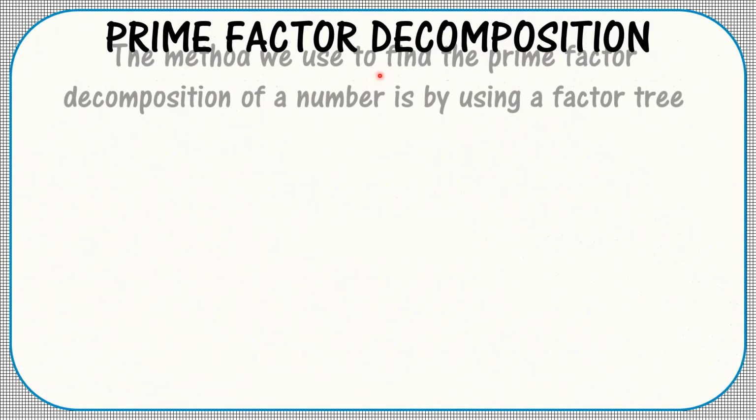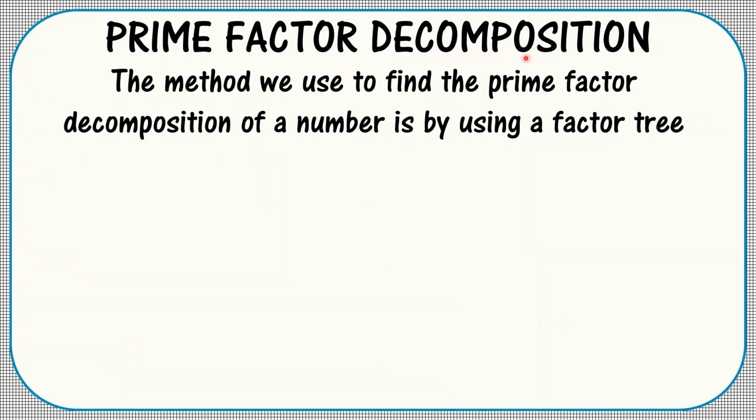Now the method that we're going to use to work out prime factor decomposition is something called a factor tree. The way you would do this is you write the number. So we're looking at the number 77. You think of two numbers which multiply to give 77. In this example, you can write 7 and 11.